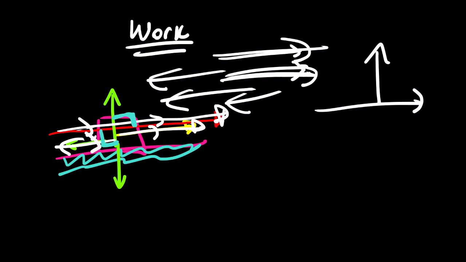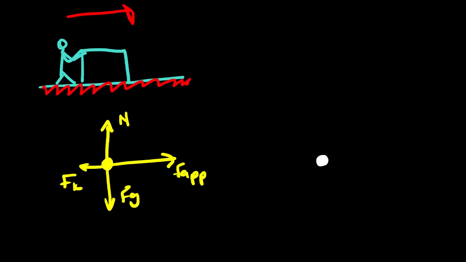So going back to our scenario, when you draw a free body diagram of forces doing work, this will be our displacement here. Our displacement is to the right. You can see that we only have two forces which are doing work. So the free body diagram of the forces which are doing work will be like this.